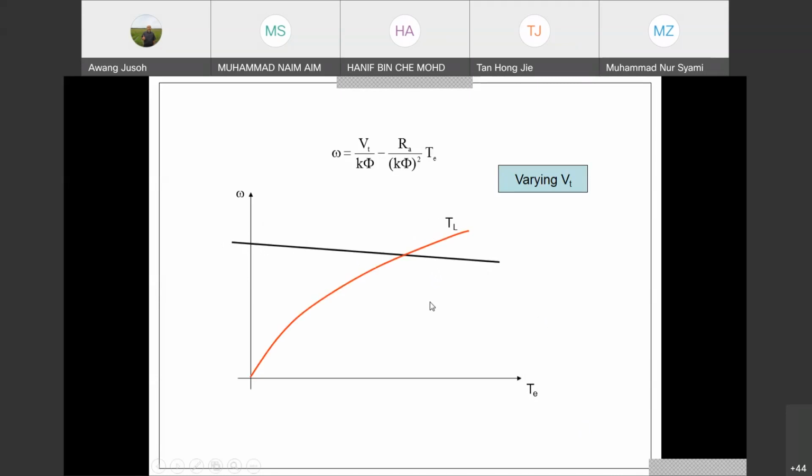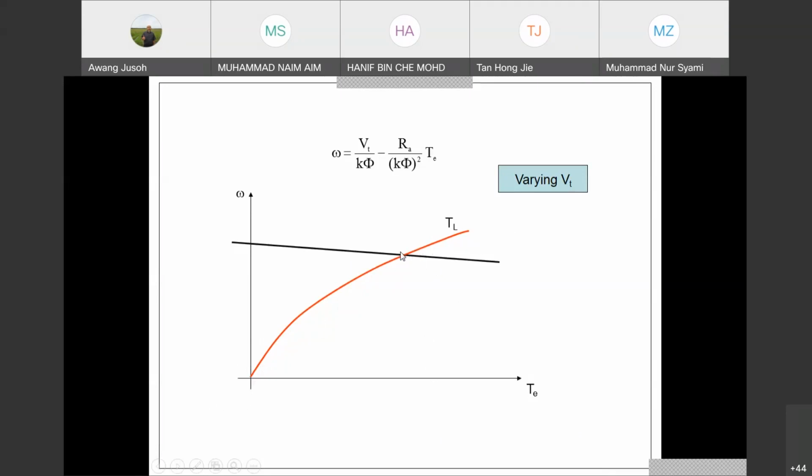Load torque is determined or depends on what kind of load we use. Some load is constant, so here we just take arbitrary values. This, for example, is a fan. The curve of the fan looks something like that, almost like that. It's not linear, it's a non-linear relationship. Okay, this is load torque.